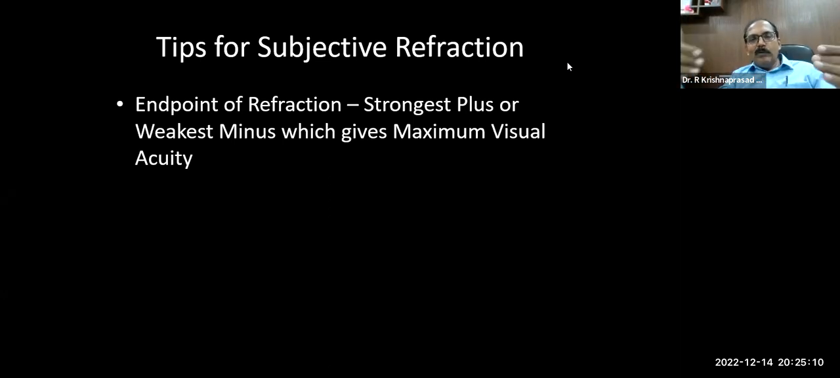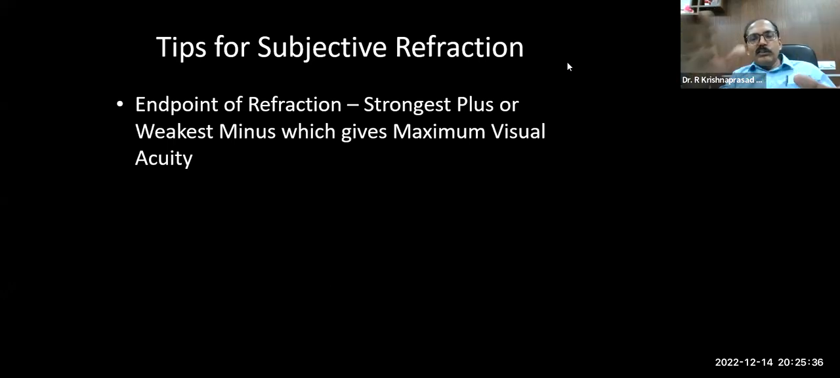Hyperopes use accommodation for distance and they start seeing clearly, and they can eliminate some amount of hyperopia or even fully correct it. But that is an abnormal usage. It's an abuse. It's a misuse. Similarly, myopes, if they accommodate, then they end up actually increasing their minus.